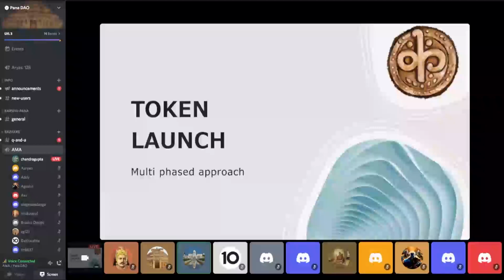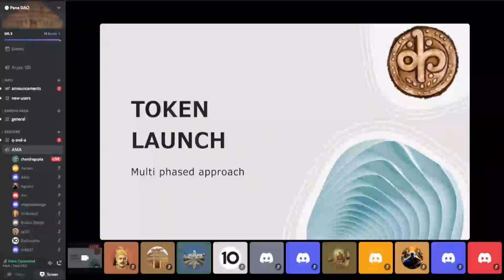During this AMA, we are going to cover the token launch, which is being eagerly awaited by many community members. I know we've built a lot of excitement in the past couple of months, and everyone was looking forward to the token launch. The core team spent quite some amount of time in the last couple of months to research around the various options for launching a token.